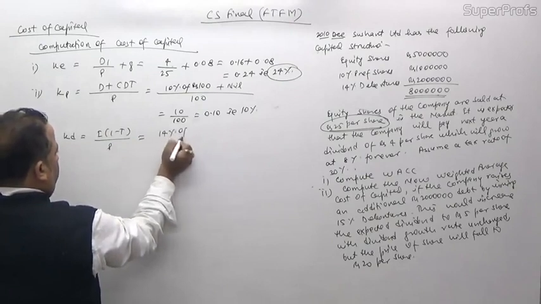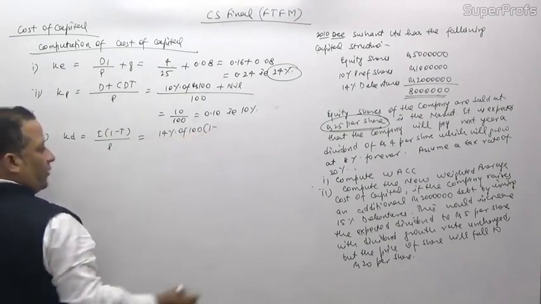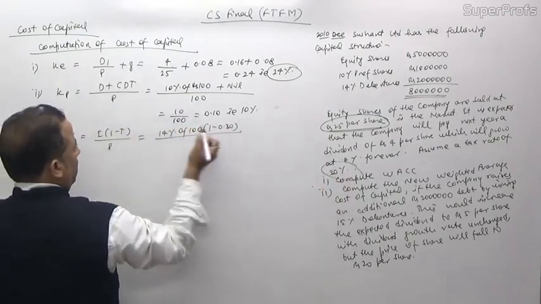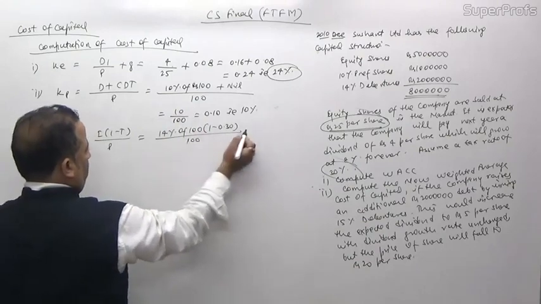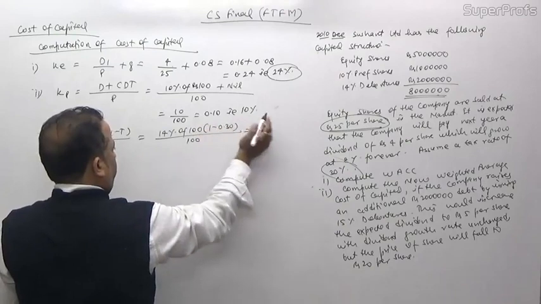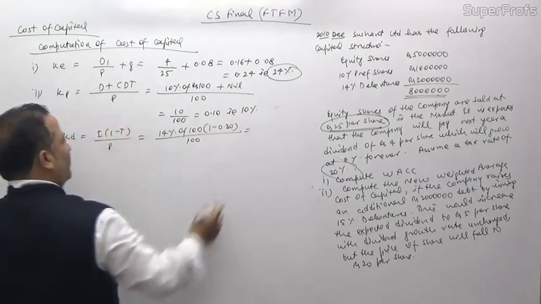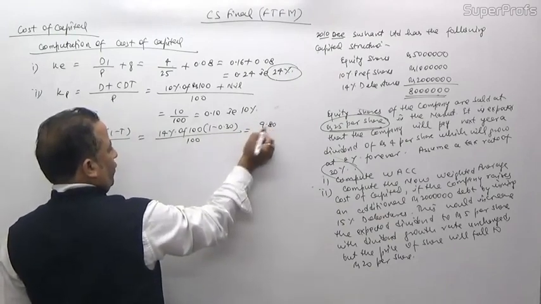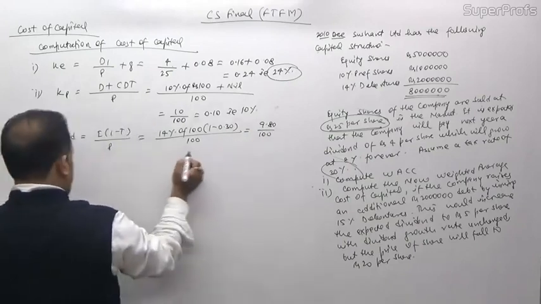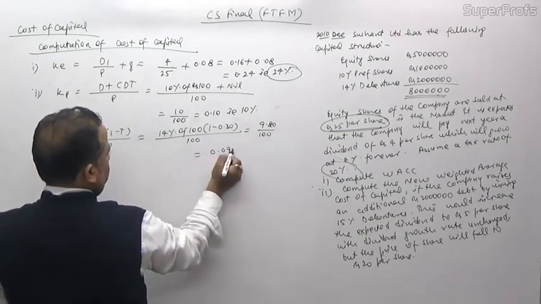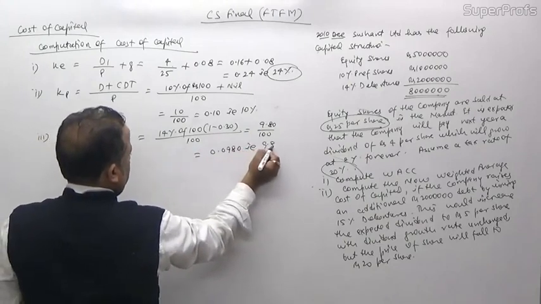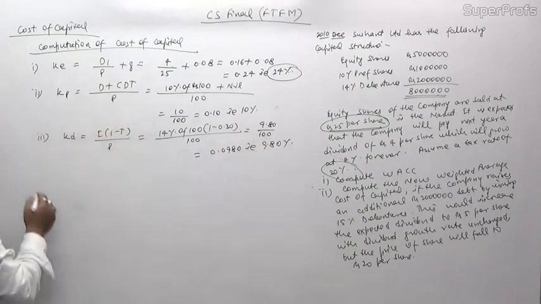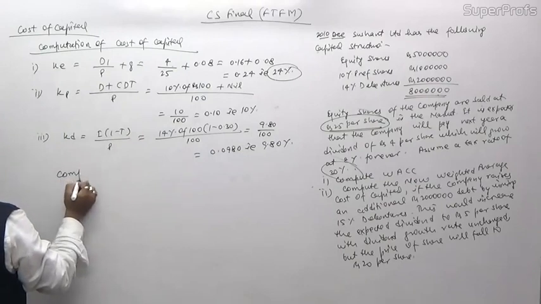Then cost of debt, I(1 minus T) divided by P. I stands for interest, 14% of 100, and 1 minus tax rate, the tax rate being 30%. Flotation price not given, market price not given, face value 100, 14% of 100, 14 into 0.70, that is 9.80 divided by 100, that is 9.8%.